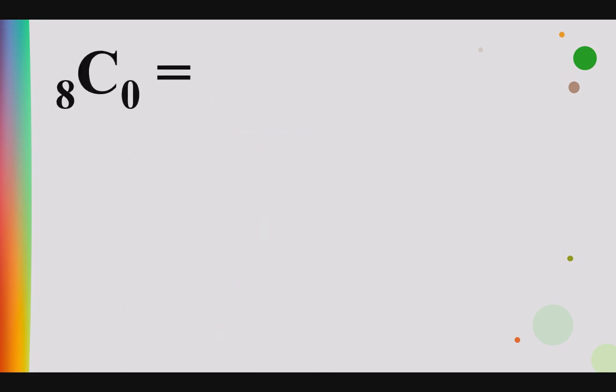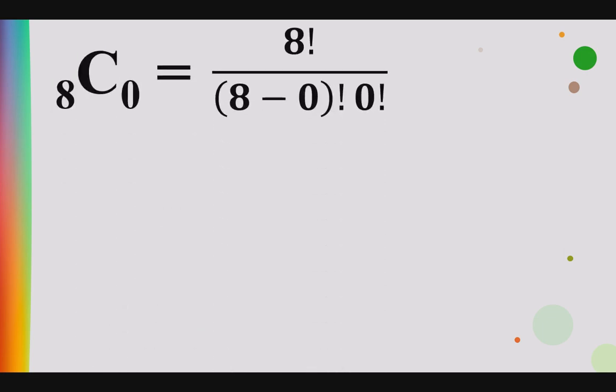Next, combination of 8 objects taken 0 at a time. Dito, special case din ito dahil 0 ang r natin. So, ano ang mapapansin natin dito? 0 ang r, 0 ang multiplier. So, basically, this is 1.